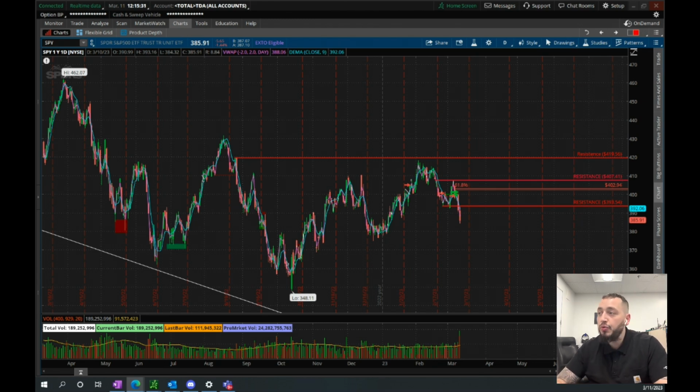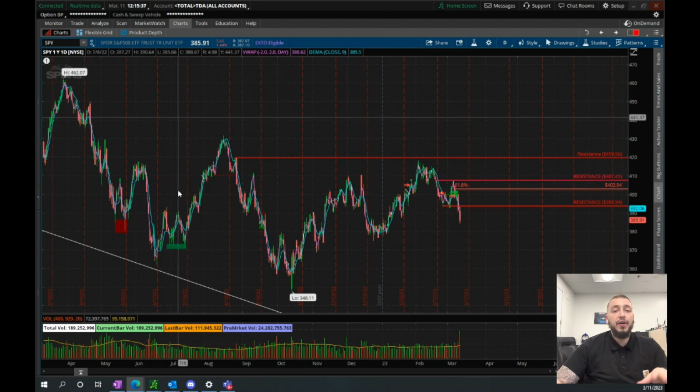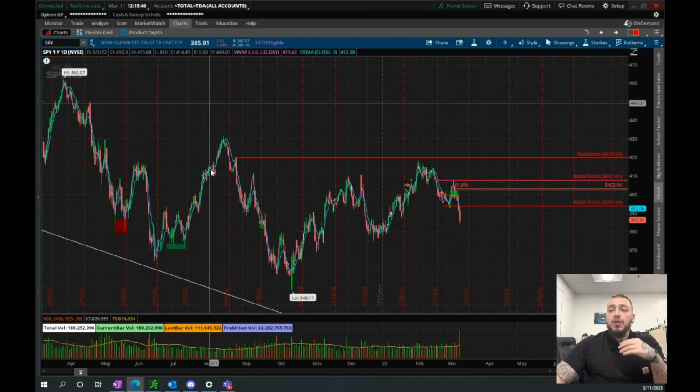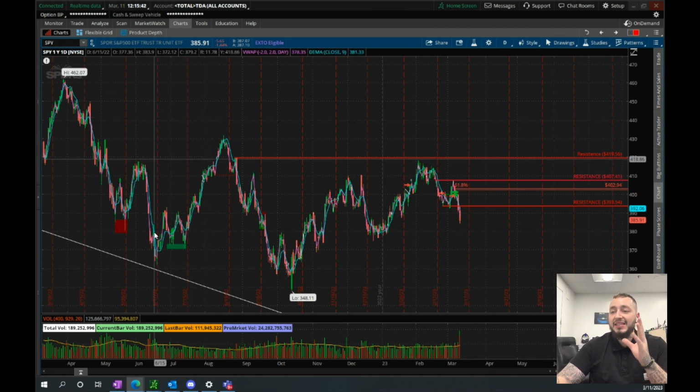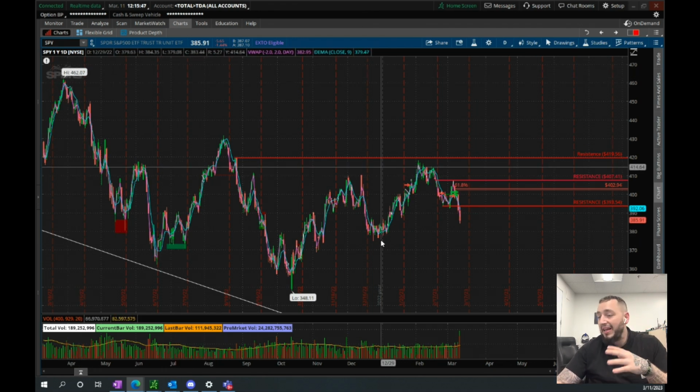So without further ado, we are going to break right into the lesson. Over here, I have a chart of the S&P 500, the SPY, the ETF. This is a yearly chart, a yearly graph, and we have highs, we have lows, and it's very all over the place.